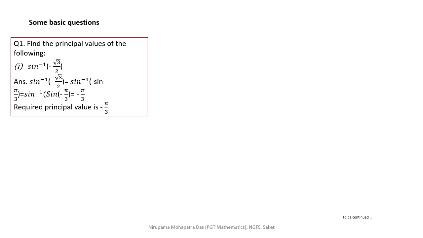And I have taken four very simple questions on finding the principal value of these. The first one is sine inverse of minus root 3 by 2. So minus root 3 by 2 is minus of sine pi by 3, since sine 60 equals root 3 by 2. Minus sine theta equals sine of minus theta. So you are getting minus pi by 3, which is within the principal value branch, minus pi by 2, pi by 2.